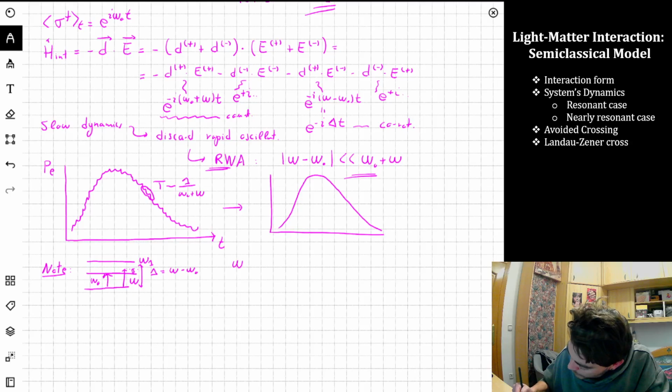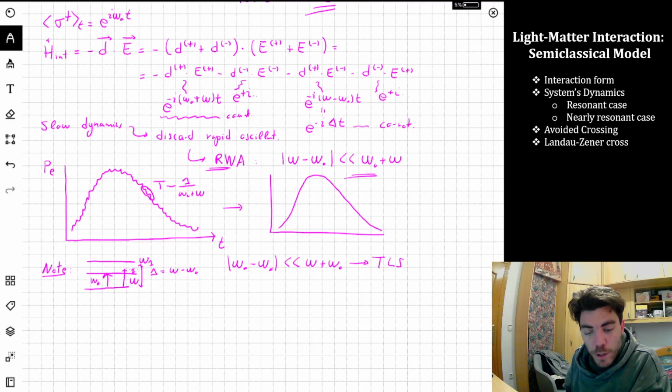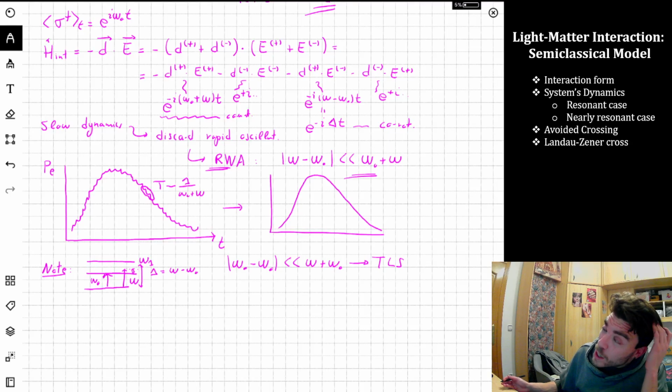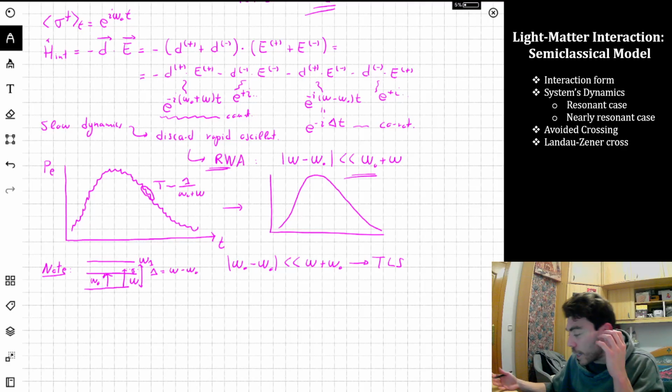So if it is the case that omega minus omega 0 is way smaller than omega plus omega 0, then you can make the two-level system approximation. So this means that the rotating wave approximation and the two-level system approximation go hand in hand. They are not independent approximations. If one considers one approximation, one should consider also the other. One cannot consider the rotating wave approximation without considering also that you could have a TLS, and one cannot consider a TLS without considering that the rotating wave approximation should be done or can be done.